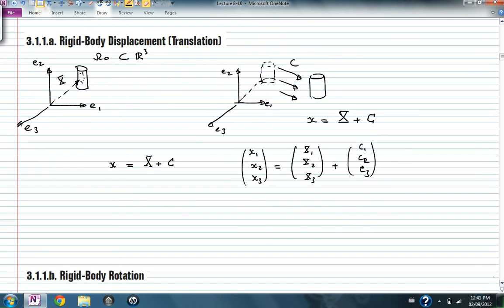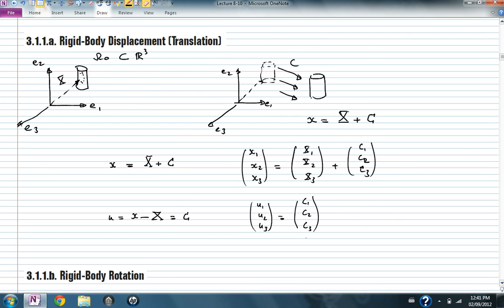And the displacement vector, which is equal to the new position minus the old position, is equal to C. So this constant vector C gives me the displacement of each point in my object. So this is what constitutes rigid body displacement.